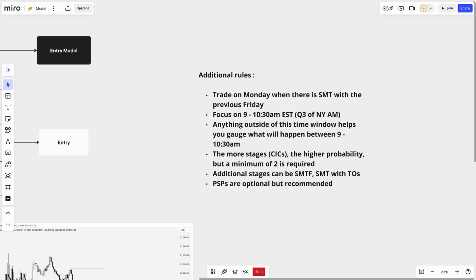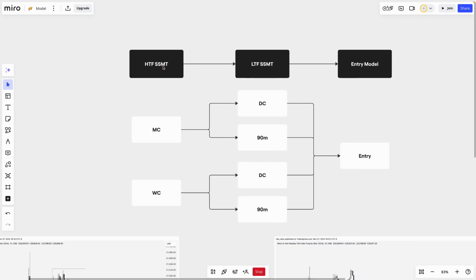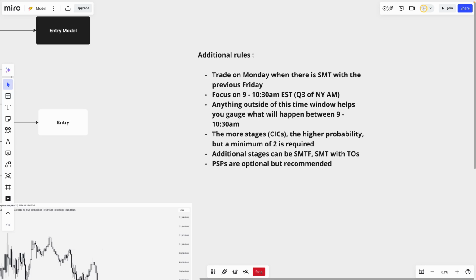The more stages of cracks and correlations that we have, the higher probability the setup's going to be. But we need a minimum of these two stages, a higher time frame sequential SMT followed by a lower time frame sequential SMT. And then of course we can have additional stages which is going to make it higher probability, such as our SMT fill, SMT with true opens, even SMT market structure shift, a whole bunch of different kinds of cracks and correlations that we have.